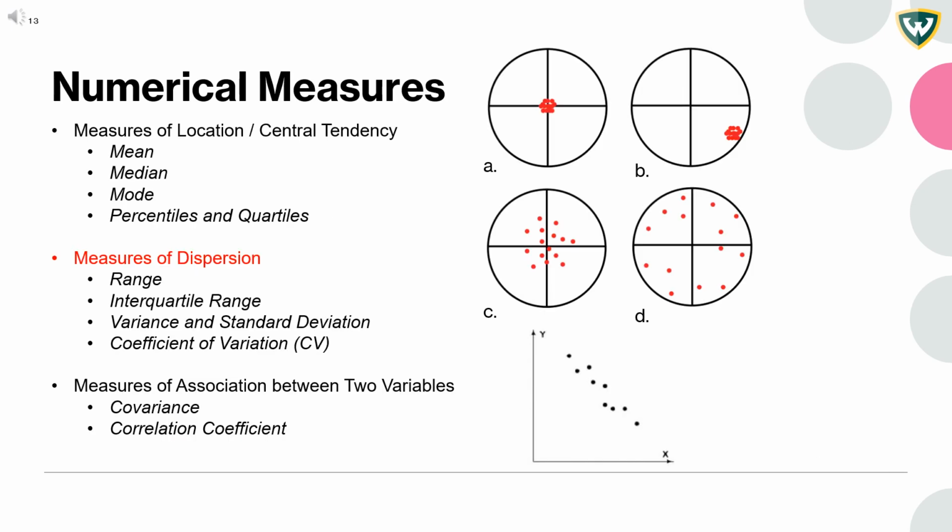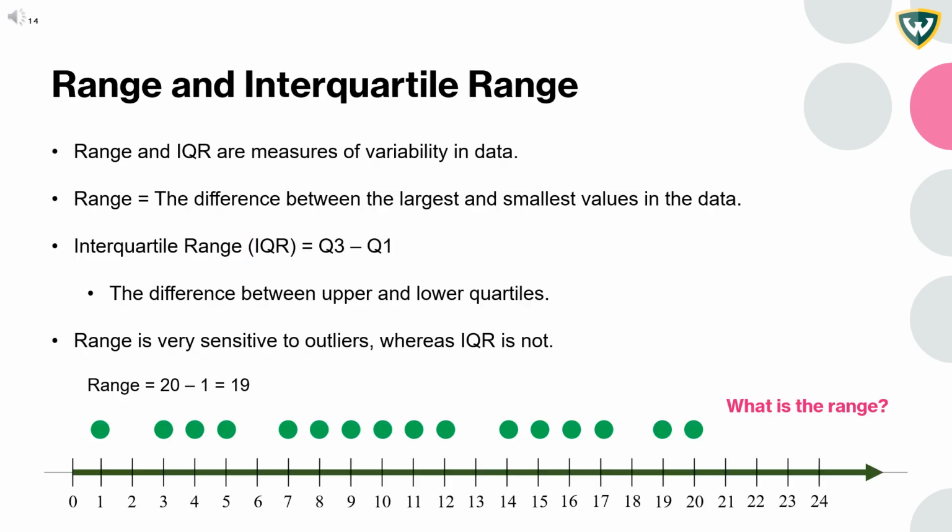Now, we will discuss range, interquartile range, variance, standard deviation, and coefficient of variation in this section. The range and interquartile range, IQR, are 2 important measures of variability that help describe the spread of data. The range is calculated by finding the difference between the largest and smallest values in a dataset, providing a simple overview of how far apart the extremes are. However, the range is highly sensitive to outliers, meaning that a single extreme value can significantly distort this measure.